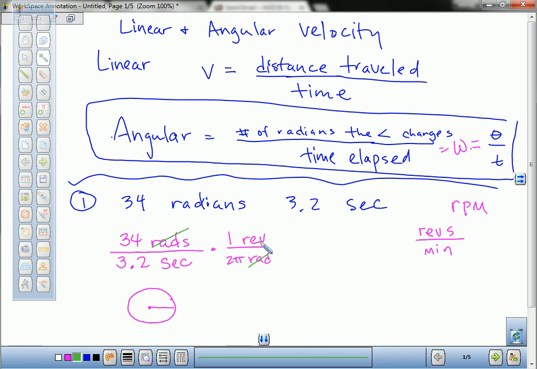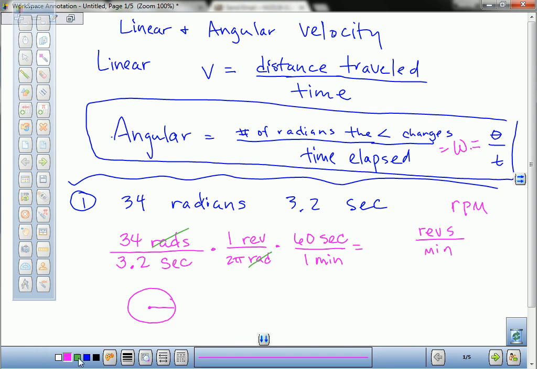Okay, so now I've got revolutions over seconds. So I'm not quite there. That seconds needs to be minutes. So you multiply it by 60, because we know there are 60 seconds in 1 minute.